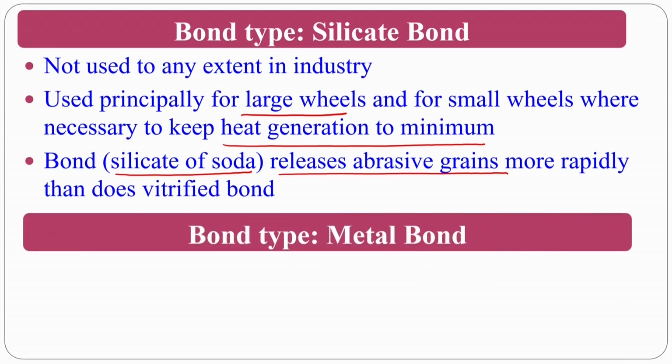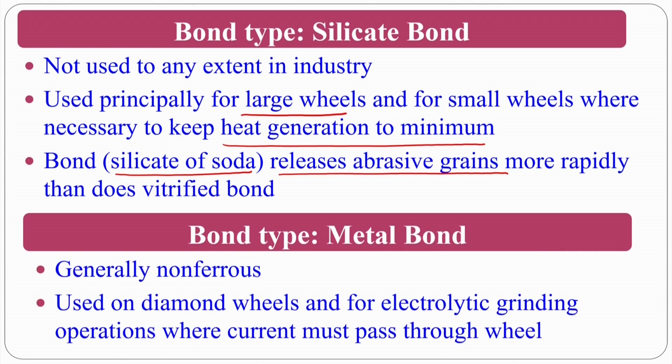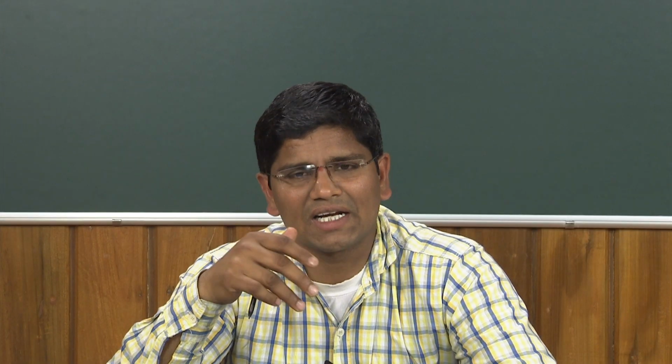Another one is metal bond. Normally metal bonds are used in electrical discharge grinding and electrical discharge diamond grinding. There are many processes where you need electrical conductivity in the wheel also. There, normally metal types of bonding are used. So what I mean to say is metal bonds are commonly used in electrical discharge grinding, electrical discharge diamond grinding and electrochemical grinding. These are many advanced grinding processes, and there they will use this.